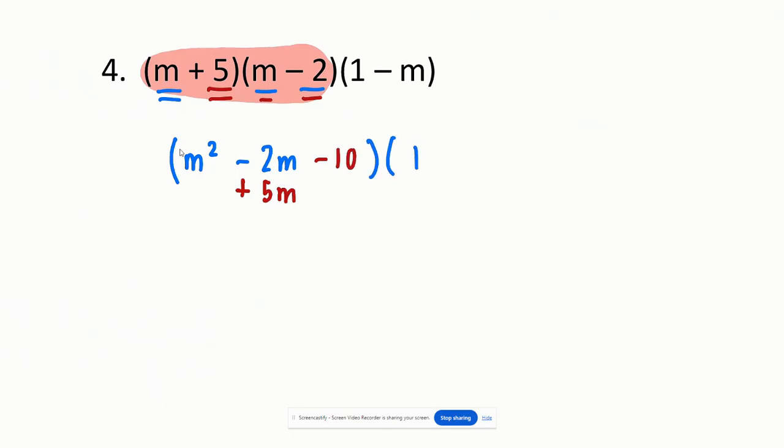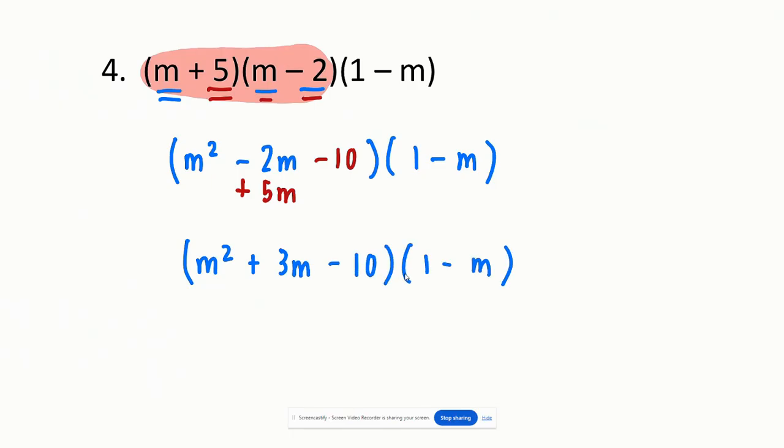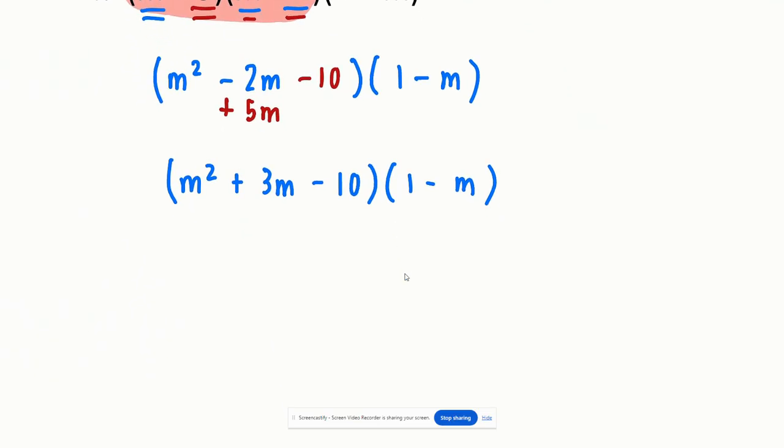Now we still have to multiply by 1 minus m, but before we do that, what do y'all notice? We got some like terms here, don't we? Let's go ahead and combine those before we multiply this last time. What is 5 minus 2? So what we really have here is m squared plus 3m minus 10 being distributed to 1 minus m. And we're going to put them in what order? Standard form. All right, ready?